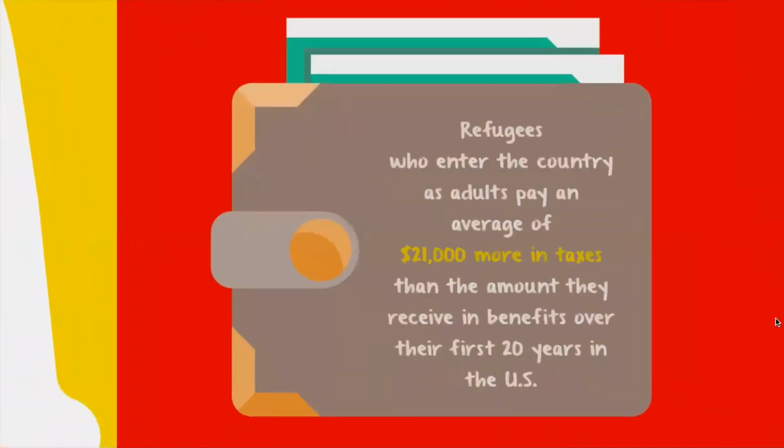Some of the argument against refugee resettlement has to do with the misconception that refugees are a drain on our system. The truth is, refugees who enter the country as adults pay on average $21,000 in taxes above what they receive in benefits over a 20-year period.